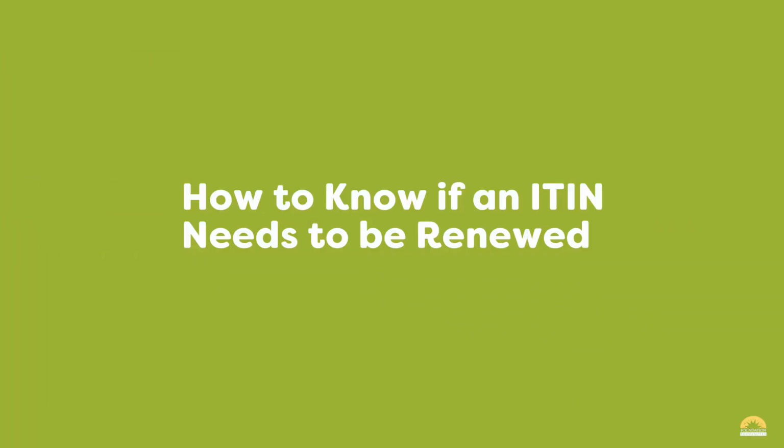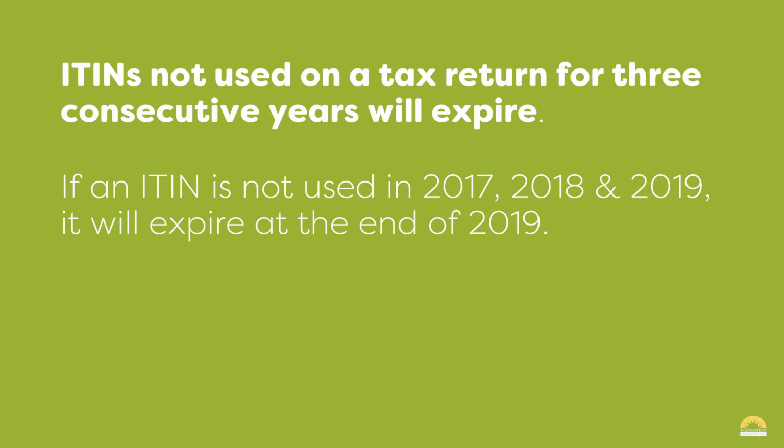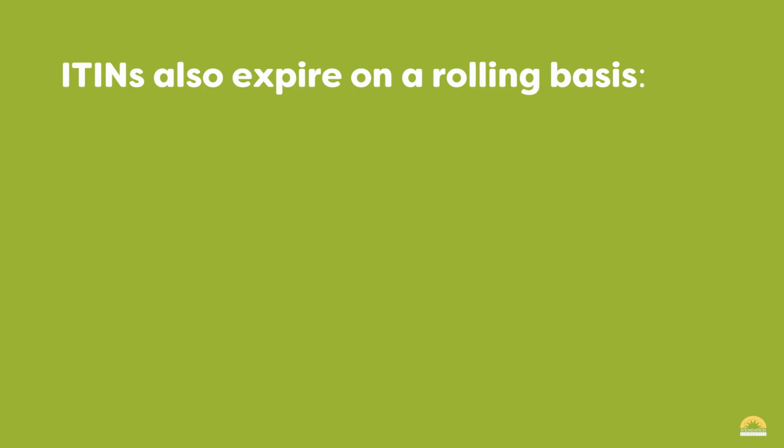So how will you know if an ITIN needs to be renewed? Beginning in 2016, ITINs not used on any tax return for 3 consecutive years will expire. For example, if an ITIN has not been used in 2017, 2018, or 2019, the ITIN will expire at the end of 2019. Beginning in 2020, the ITIN will need to be renewed in order to file for any tax year. ITINs also expire on a rolling basis according to a schedule published by the IRS.